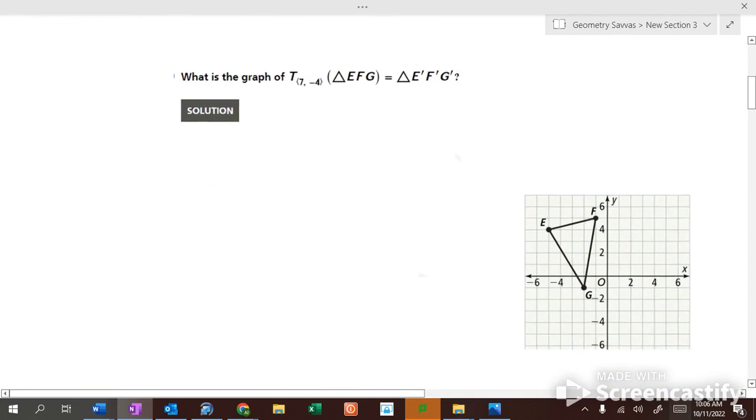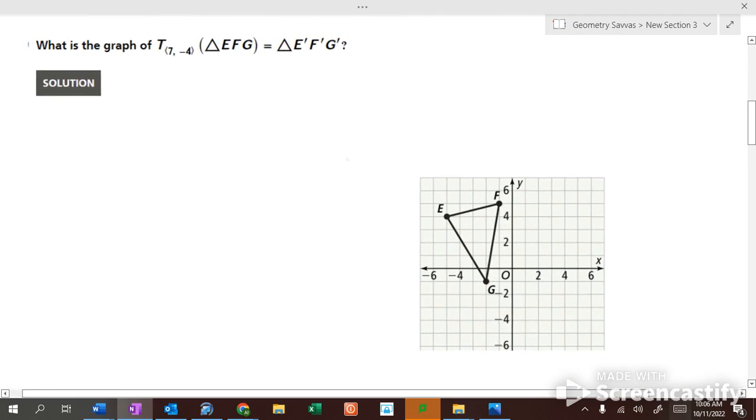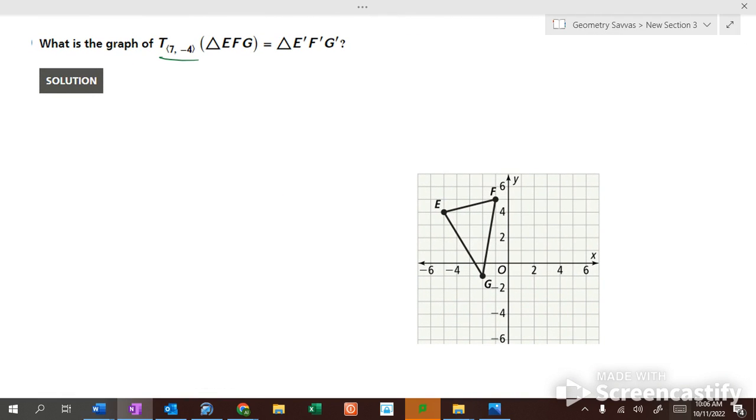So, it says, translate this graph 7, -4. The first number is going to be your x, how far you move in the x direction. Your second number is how far you're going to move in the y direction. So you're going to translate it 7 to the right and 4 down. So E, 7 to the right, 1, 2, 3, 4, 5, 6, 7 to the right, and 4 down, 1, 2, 3, 4 down. Here's where E prime is.